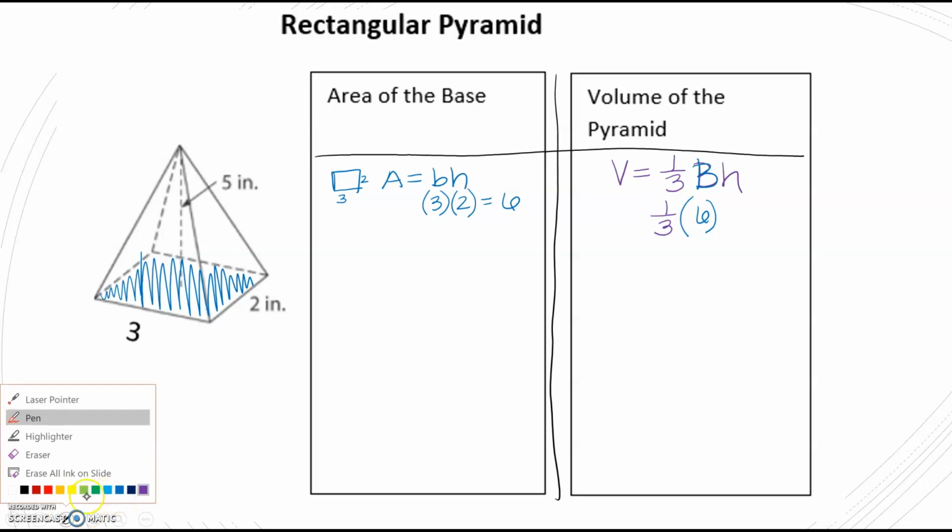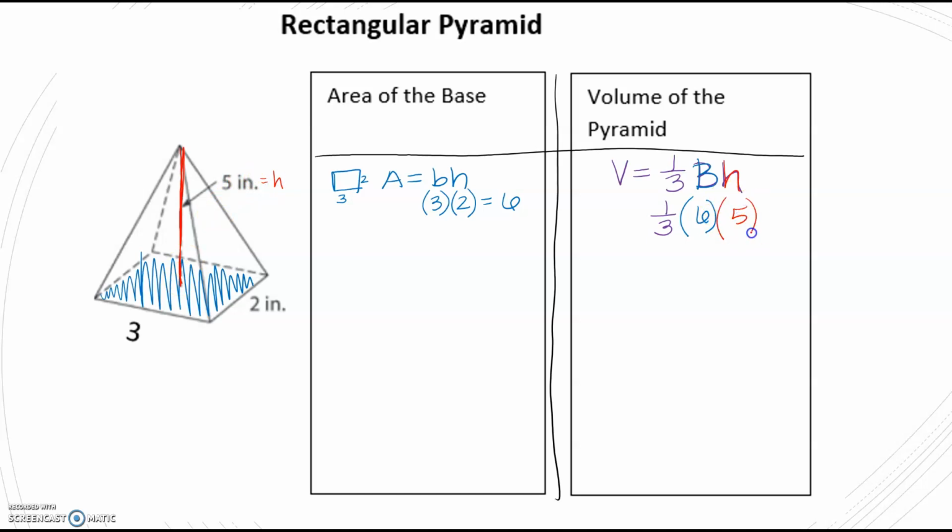And then now this height over here is the height of my pyramid. So it's like you're standing in the middle of the teepee and you're holding it up to the highest point. So again, it has to be at a 90-degree angle, so it has to go down to the middle of that pyramid. So my height is going to be 5. So I'm going to plug in 5. All right. And then I should be able to calculate.